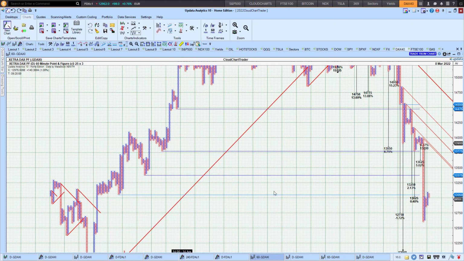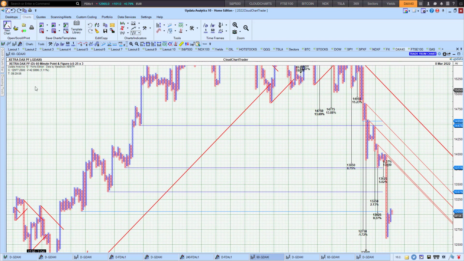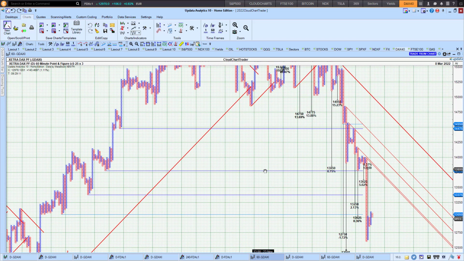There's also a high and low method where you use the high and low instead of the actual close for that particular time frame. So here is the Xetra DAX 60 minutes, 25 by 3 point and figure chart target. And you can see there how we took out these downside targets there to the downside. And now we have a reversal. We'll be interested to see if we're going to get a continuation of this reversal to the upside.